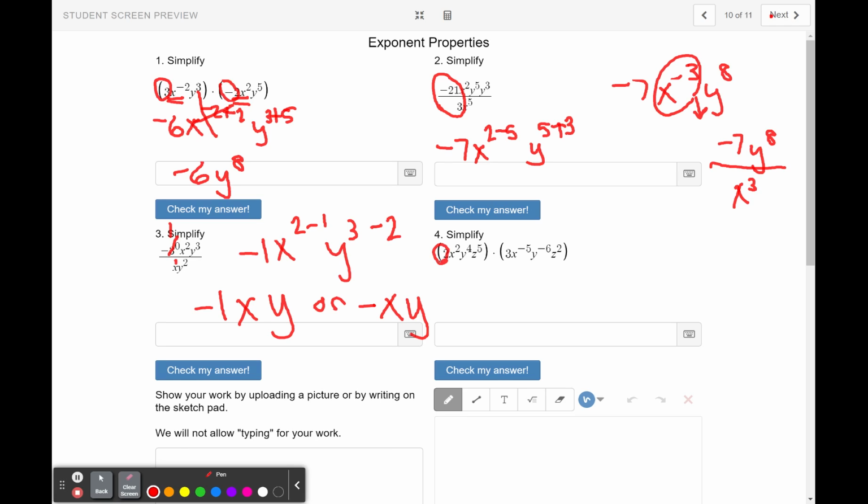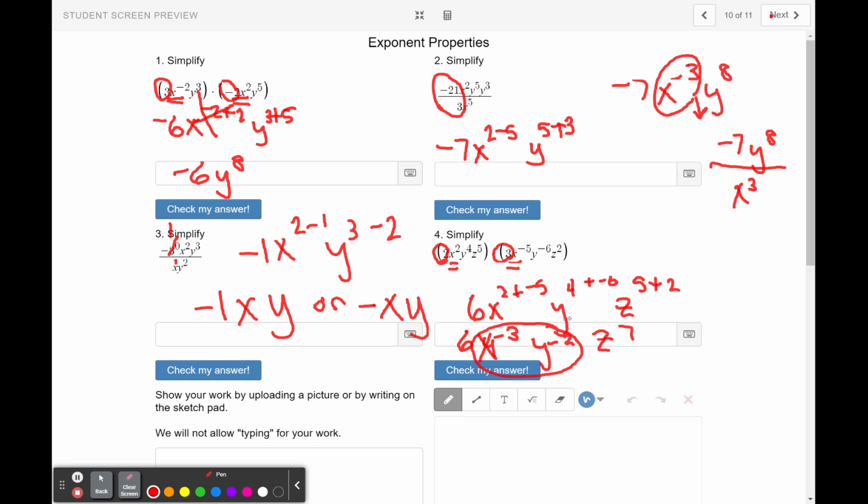And then lastly, number 4, 2 times 3 is going to be 6. And then when you're multiplying the same base, remember we're adding the exponents. So I'm just going to add the exponents and then see if I have to move anything. So the 6 stays put. Then I have x to the -3, y to the -2, and then z to the 7. Remember, all I did was add the exponents because you're multiplying the same base.